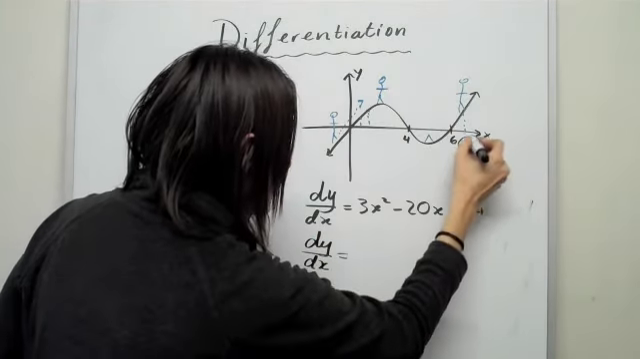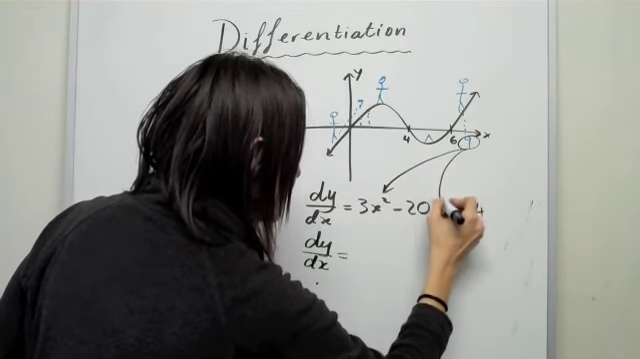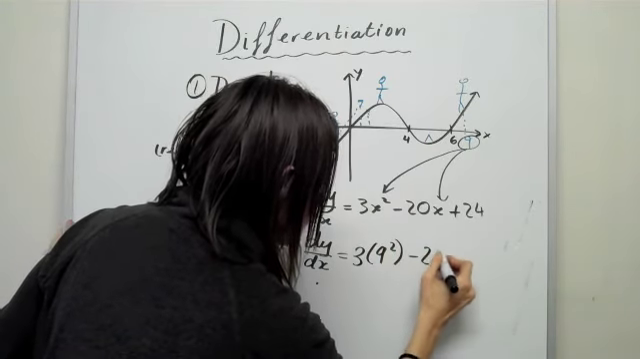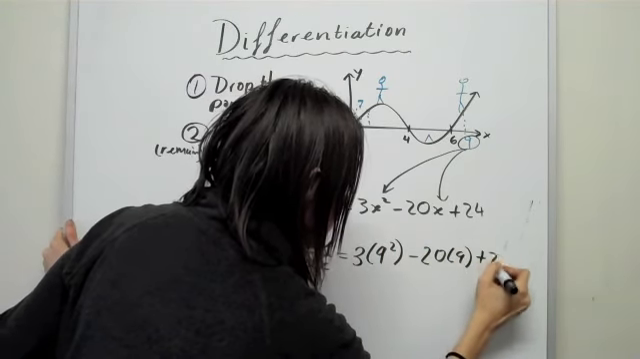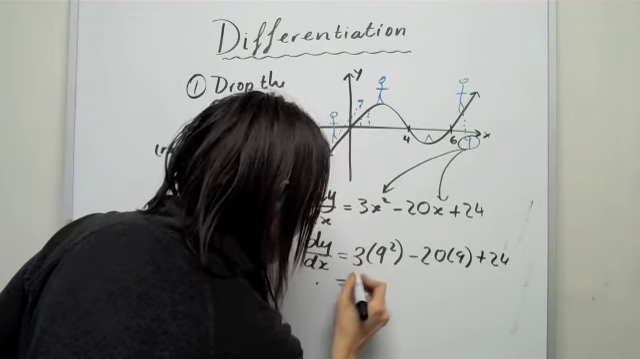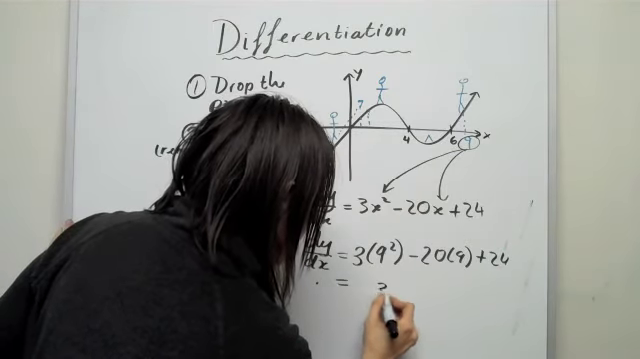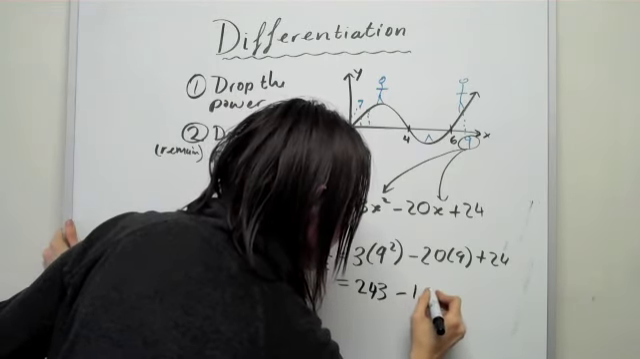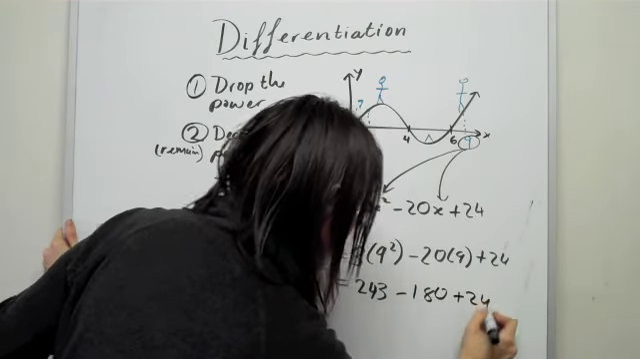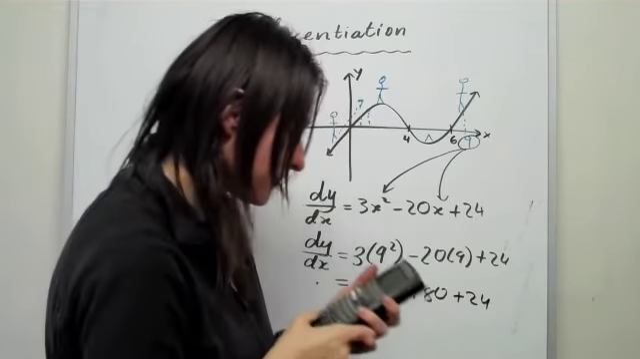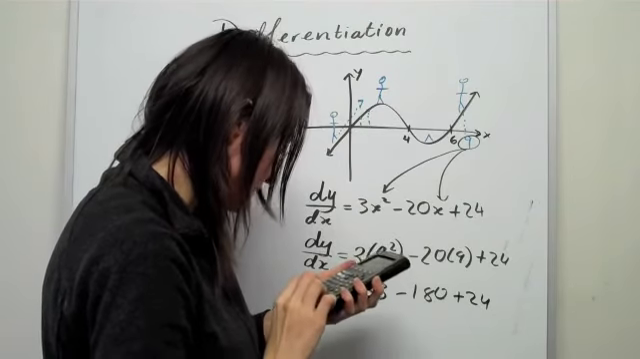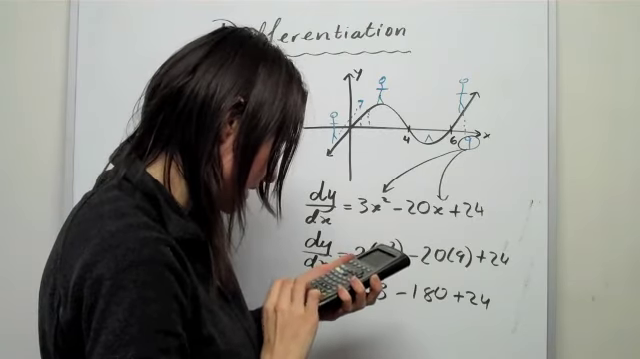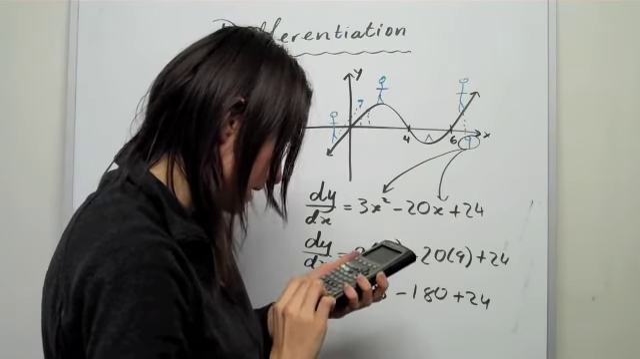Now, when you put in that 9, you put it into each of these x values, okay? So you go 3 times 9 squared minus 20 times 9 plus 24. And then you get 81 times 3, so that's 243. Then this is minus 180. Plus 24, and my quick maths is finished by now. Okay, so I'm just going to plug this all into the calculator and figure it out. So minus 20 times 9 plus 24.